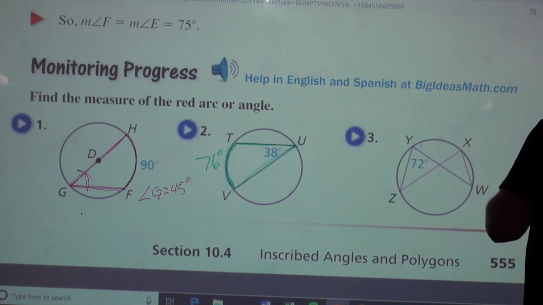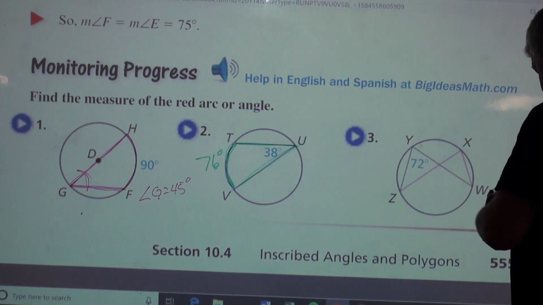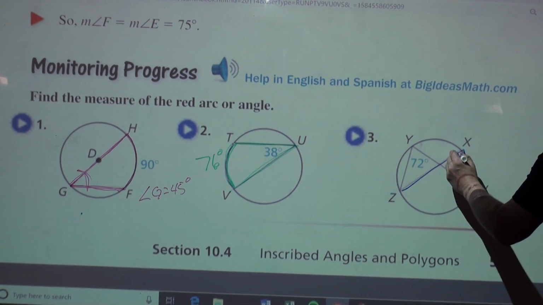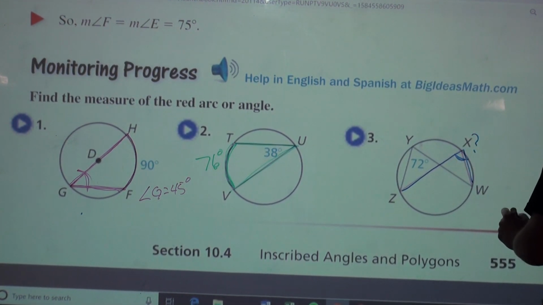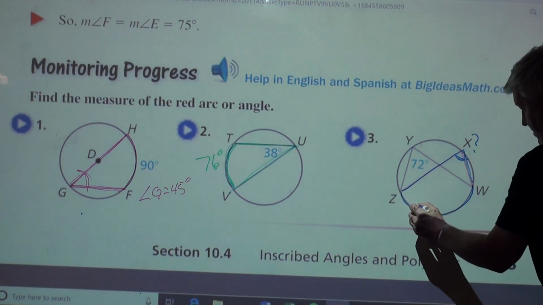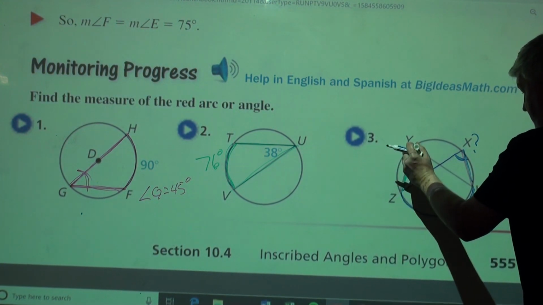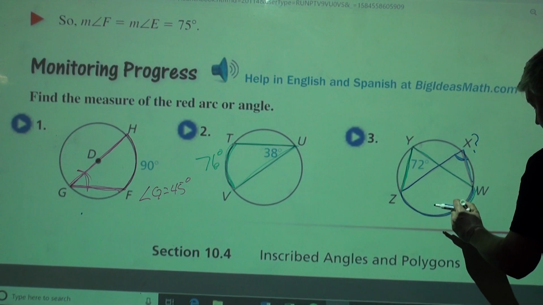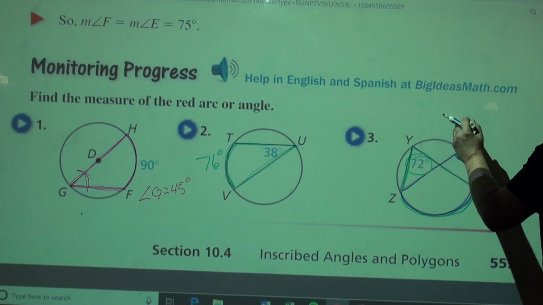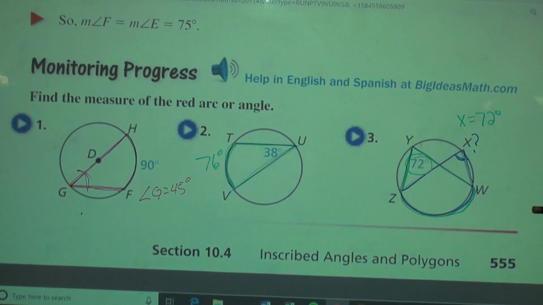Okay, and lastly, number 3, we want to solve for angle X. Notice the reddened area here. Angle X is what we're solving for. Notice that angle X intercepts arc WZ. Well, angle Y also intercepts arc WZ. So that means these two angles are equal. Angle Y is 72 degrees, so angle X is also 72 degrees. Very simple.